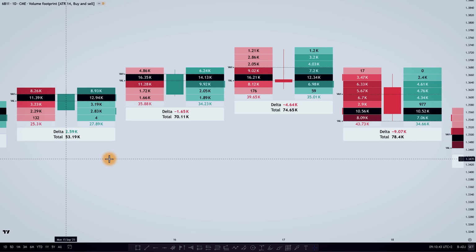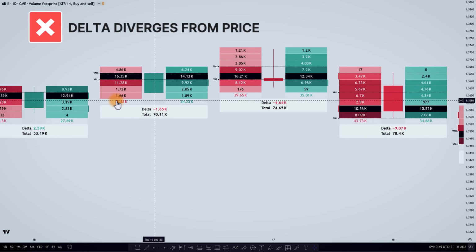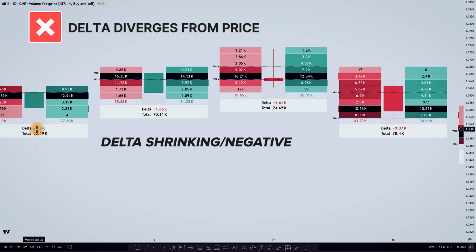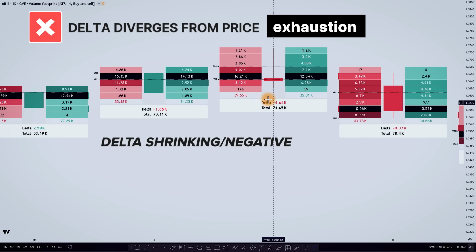But watch what happens when delta diverges from price. Price makes a higher high. New high on the chart. Looks bullish. But delta is shrinking, or it's actually negative. This is exhaustion. Someone is selling into that rally.